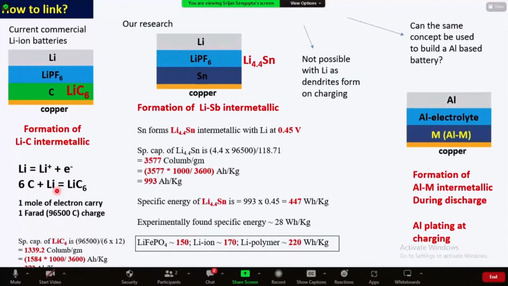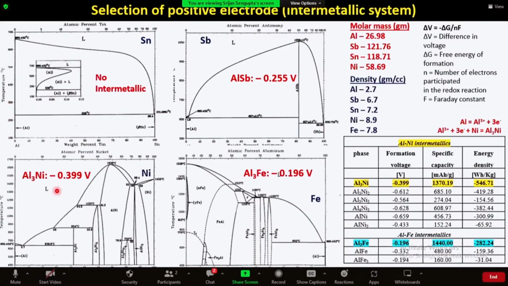So that is why we are currently doing this in our lab. What we did for lithium-ion batteries, where lithium will mix with tin to make an intermetallic, the same thing will go for aluminium. So aluminium will mix with a metal during discharge, and during charge, aluminium plating will take place. This is how we can make aluminium intermetallic batteries. We have identified that we are going for an aluminium-nickel and an aluminium-iron system. Now, the aluminium-iron system will be much cheaper if you can pull off these batteries.